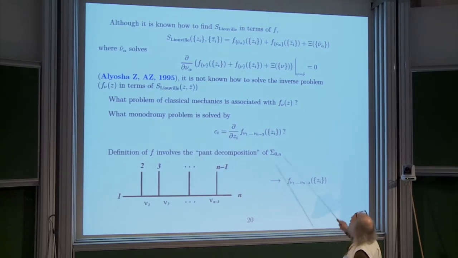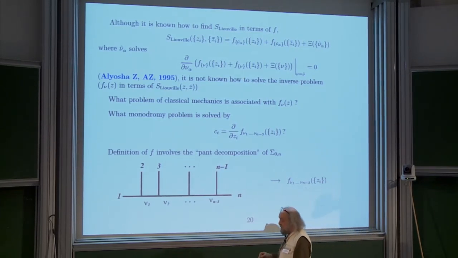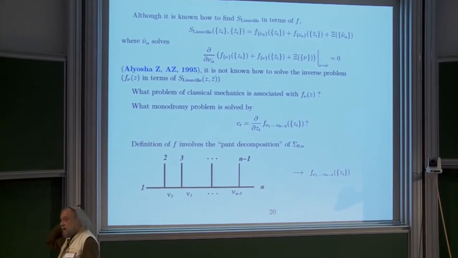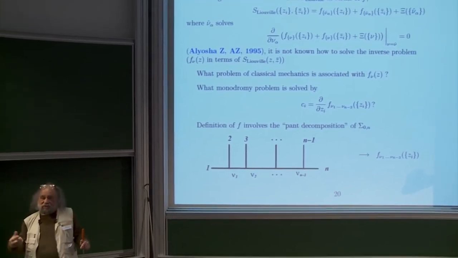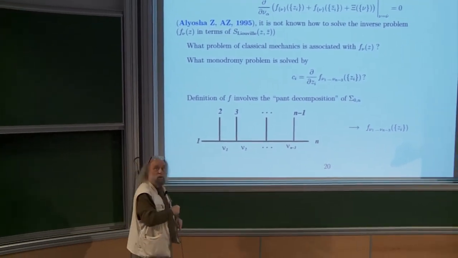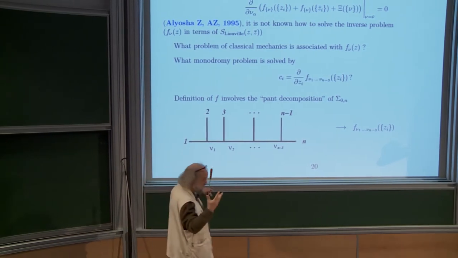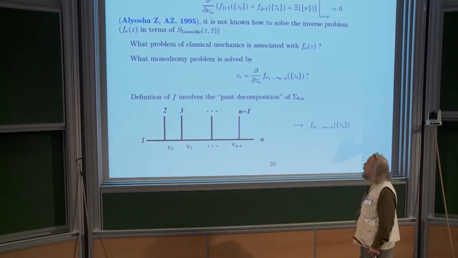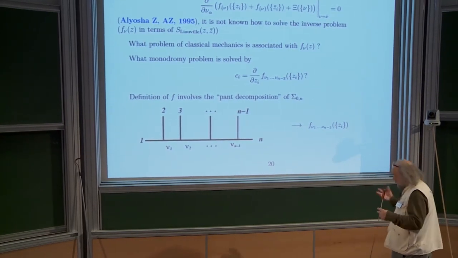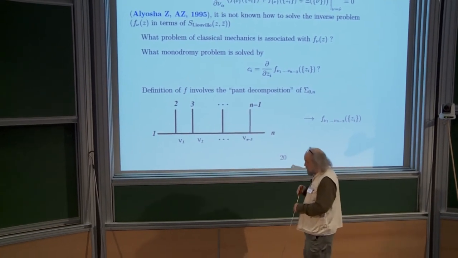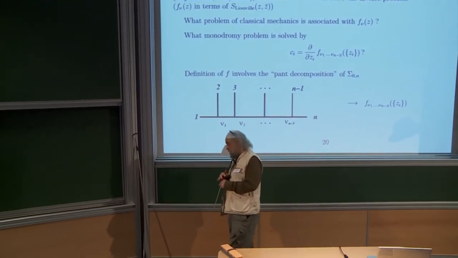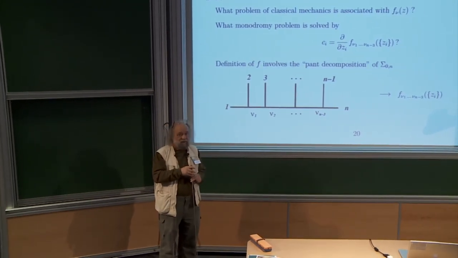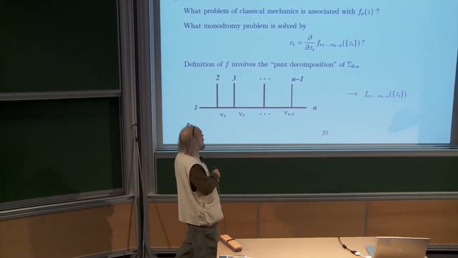So we can ask now the questions. This F appears as a classical one in the exponential, so it looks like it is a classical action of some system of classical mechanics. So the natural question is what classical mechanical system is behind all that? And this is a question to which I think I will produce maybe not an entirely satisfactory answer, but some answer.